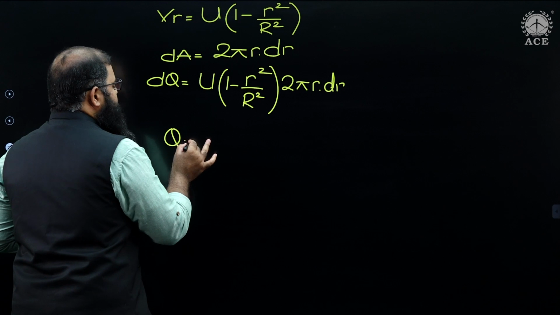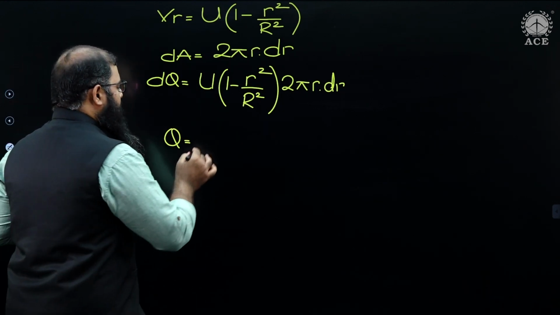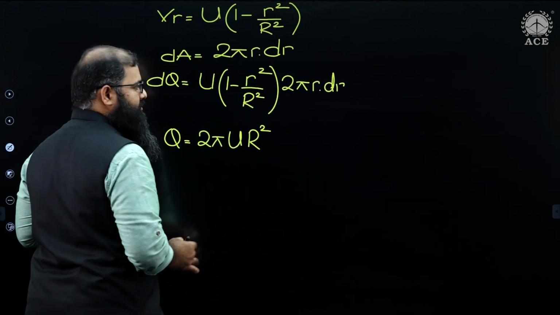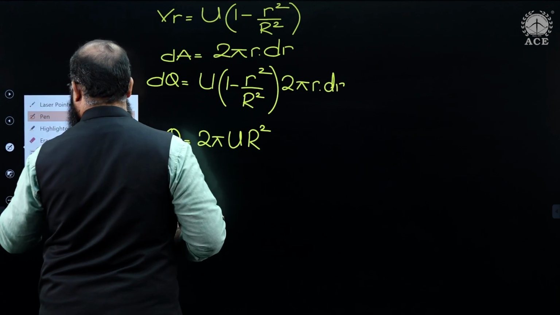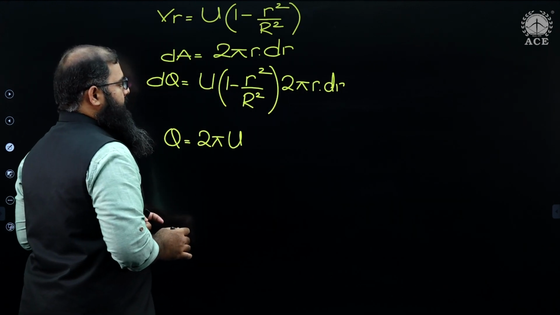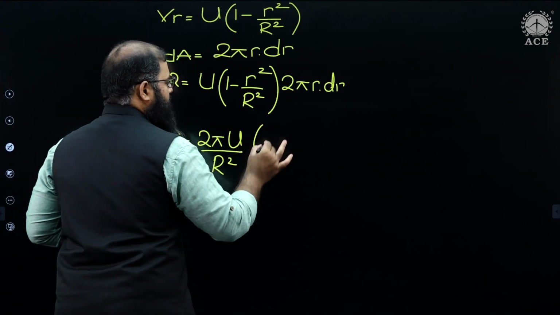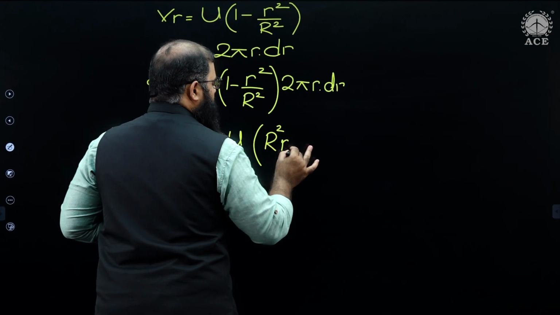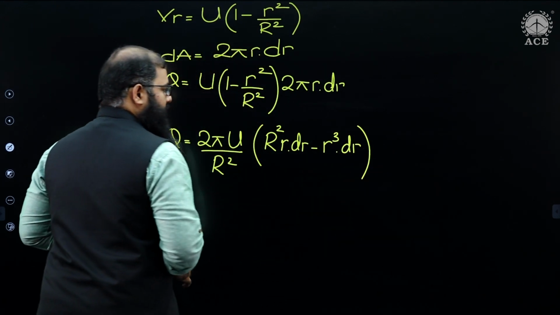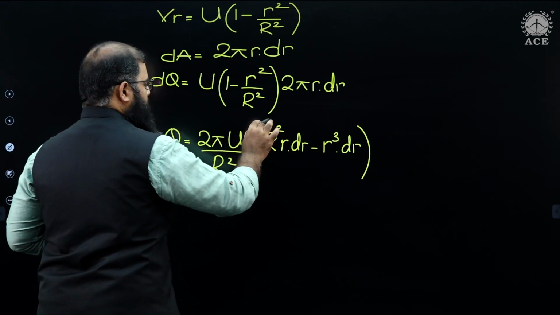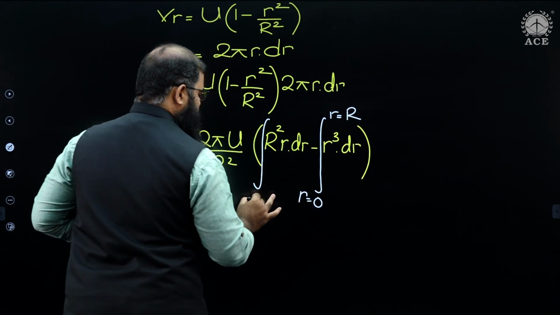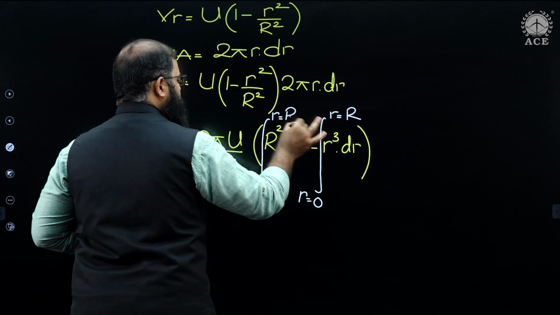If I wish to calculate the complete discharge, I'm supposed to integrate this. Let us take the constants aside. Sorry, 2 pi and capital U are constants over here, and I'm taking divided by capital R square over here. So I'm going to have r square into r dr minus r cube dr over here. I'm supposed to integrate both these things, ranging from where to where? From r is equal to 0 till r is equal to capital R.